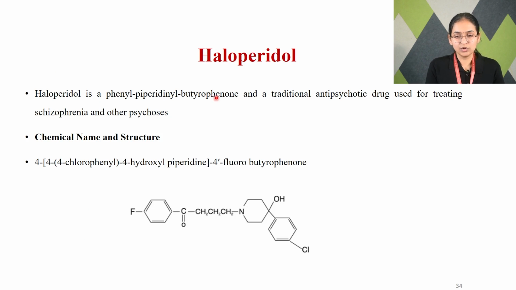Next drug is haloperidol. Now haloperidol is a phenyl piperidinyl butyrophenone and a traditional antipsychotic drug used for treating schizophrenia and other psychosis. The chemical structure of this haloperidol is given over here. The structure name is 4,4-chlorophenyl 4-hydroxyl piperidine 4-fluorobutyrophenone.